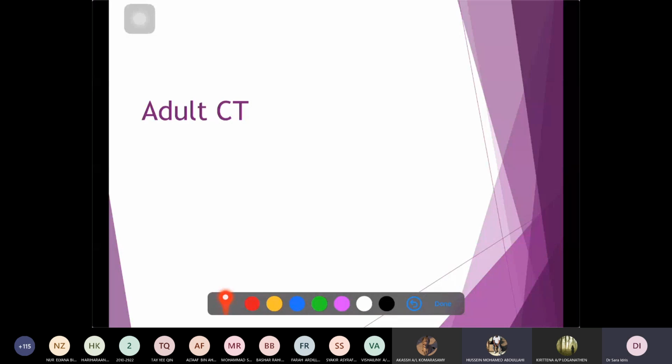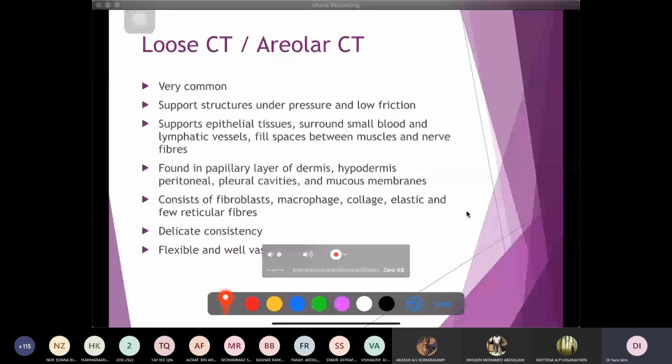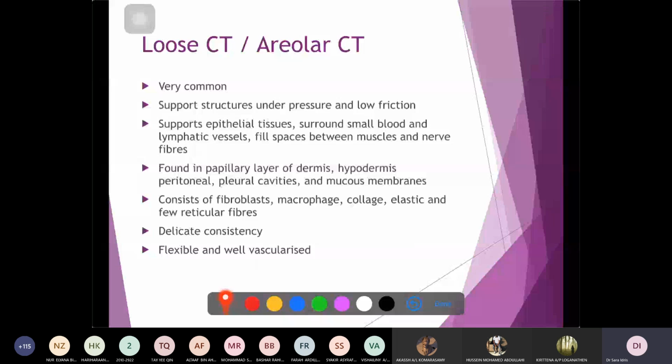Okay, so we're just going to cover a little bit on the adult connective tissue, and then we should be done with the lecture. Adult connective tissue: remember you have loose and you have dense connective tissue. We're going to look at loose first. Loose connective tissue is also known as areolar connective tissue.